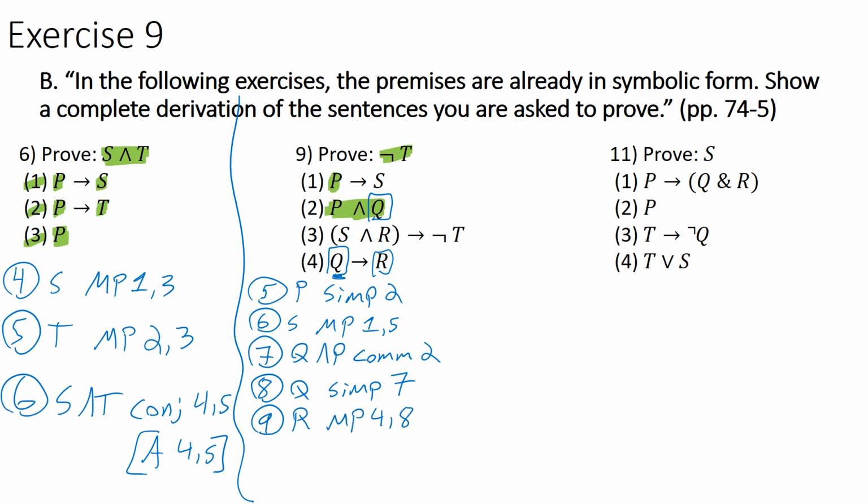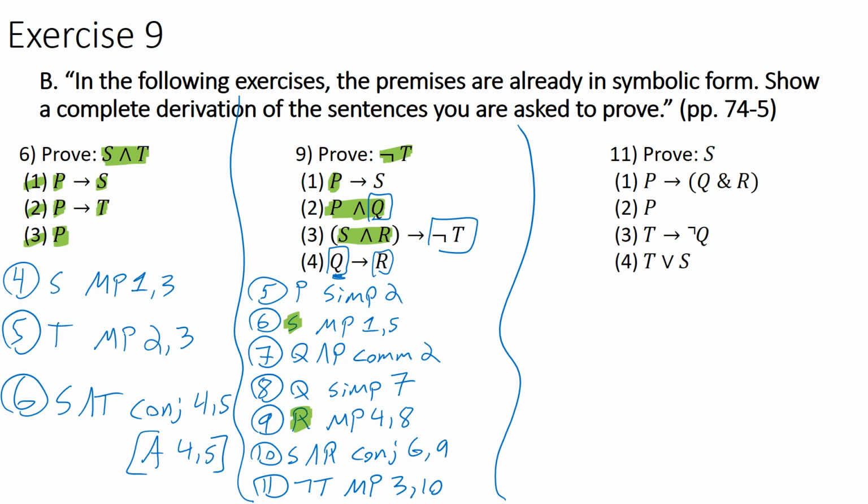On line 6, we have S. On line 9 we have R. Notice that line 3 we have S and R, this conjunction as the antecedent. We can now affirm that as long as we combine lines 6 and 9 through the conjunction rule. So for 10, we can get S and R by the conjunction rule with lines 6 and 9. And now we can do the modus ponens inference to get this not T, because S and R is sufficient for not T being the case. So 11, not T, by modus ponens with lines 3 and 10.